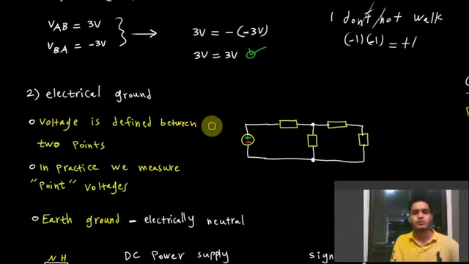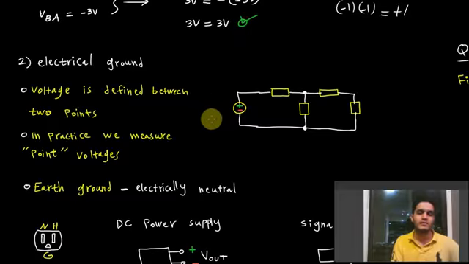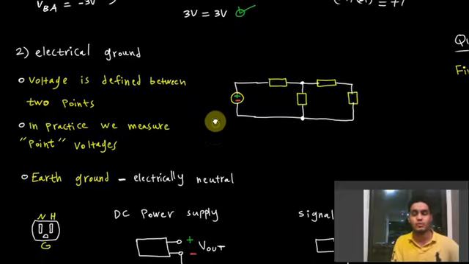Now let's talk about electrical ground. As we discussed, voltage is defined between 2 points.